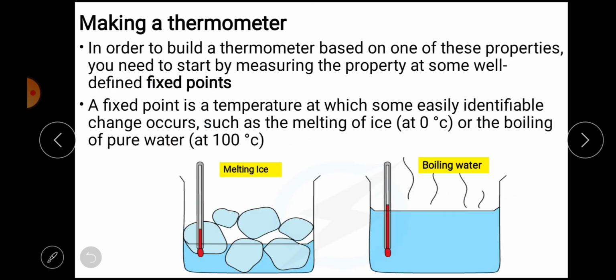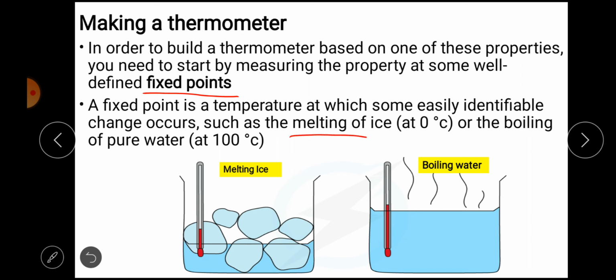So let's look at how we make a thermometer. In order to build a thermometer based on one of these properties, you need to start by measuring the property at some well-defined fixed point. A fixed point is a temperature at which some easily identifiable changes occur, such as melting of ice and the boiling of pure water. So we can say these are fixed points.